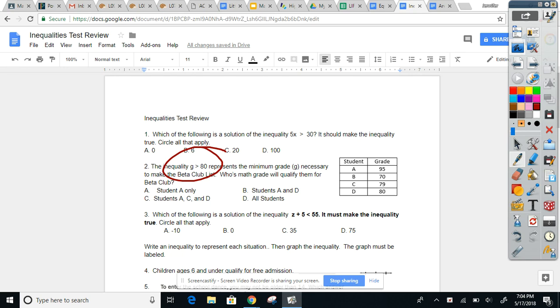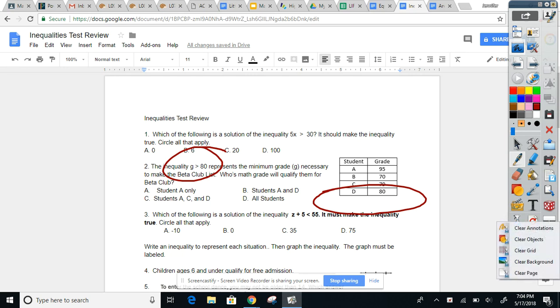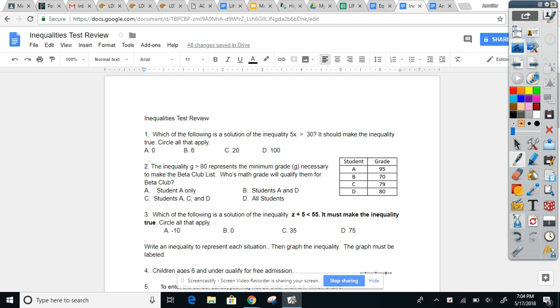Is student A's grade higher than 80? Is B higher than 80? C and D? Hint: it says greater than 80. Does that mean that the student can make an 80 and be in Beta Club? Think about that when you answer the question.